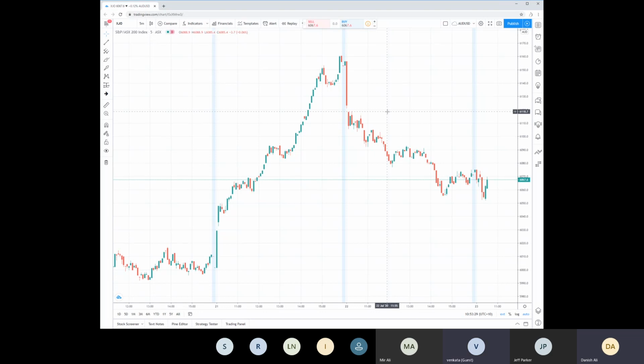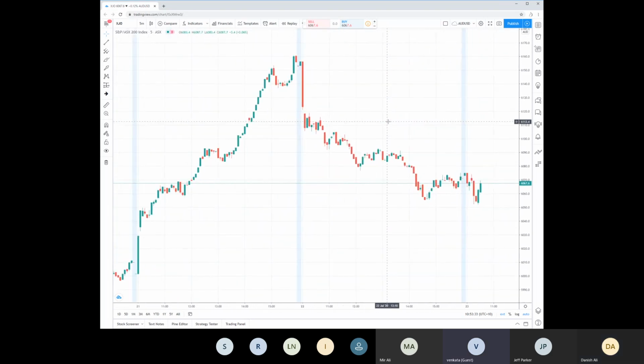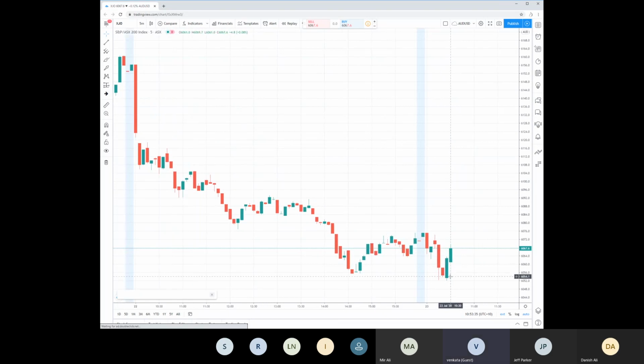ASX 200 index. So as per this chart, now is the time to buy, right? If we are doing intraday, because we have this bullish thing. Again, it's on a 5-minute chart. Yeah, that's right. You cannot base your decision on a 5-minute chart on the entry and take a decision on a 1 hour chart on the exit. You cannot do that.